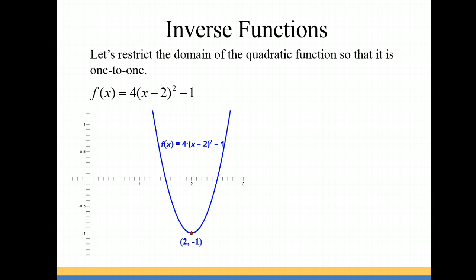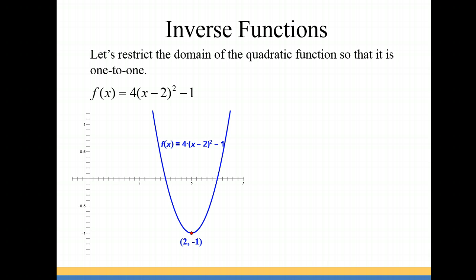Okay, let's look at another one. In this case we have a quadratic function which graphs as a parabola. It's not 1 to 1. It won't pass a horizontal line test. So what we want to do is restrict the domain so that it will be 1 to 1, and then we can find the inverse of the function.